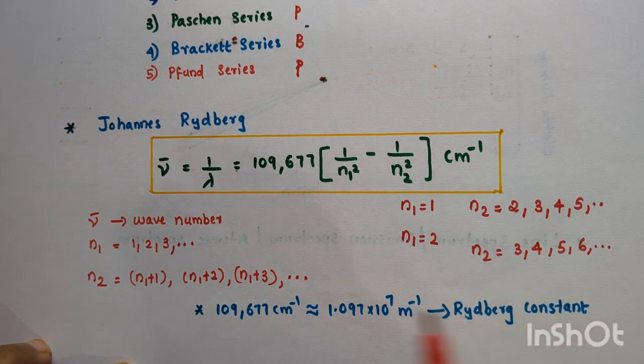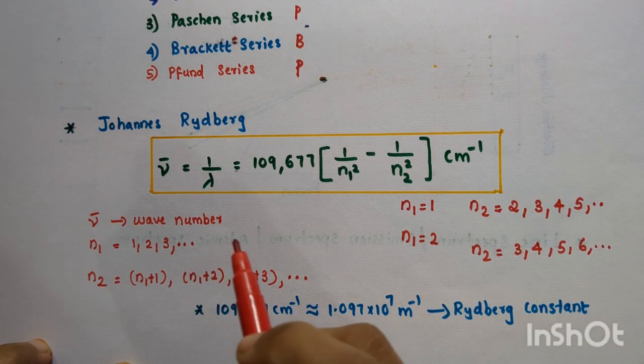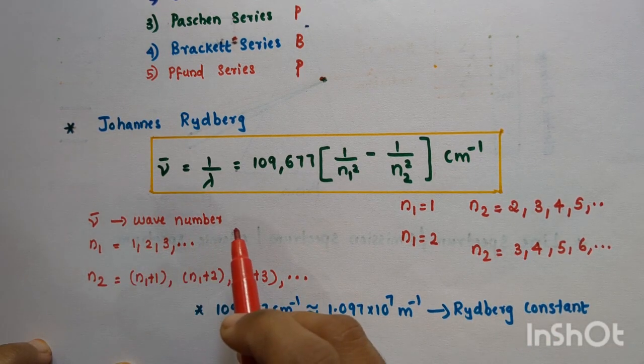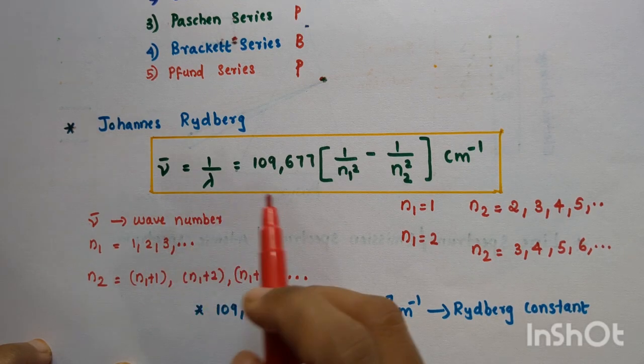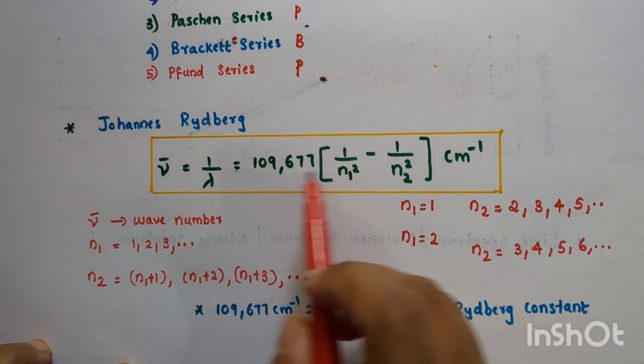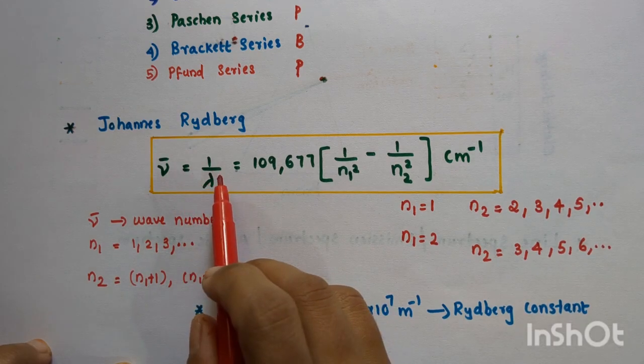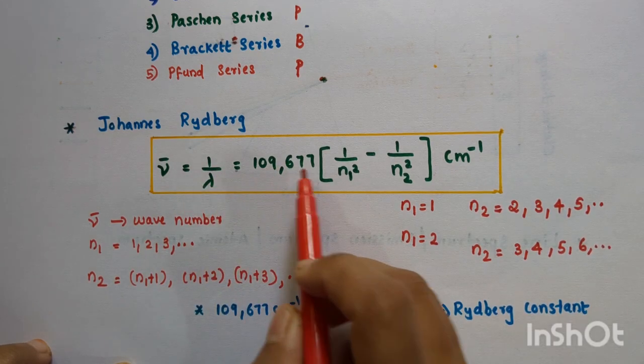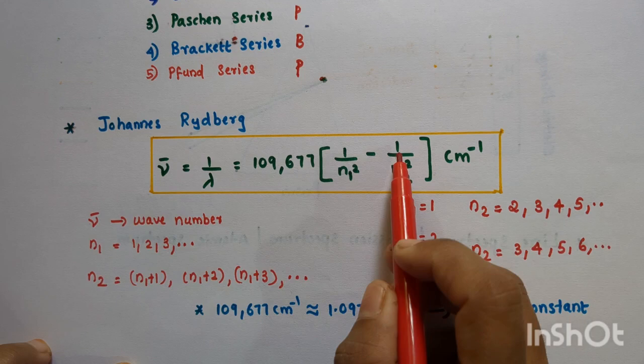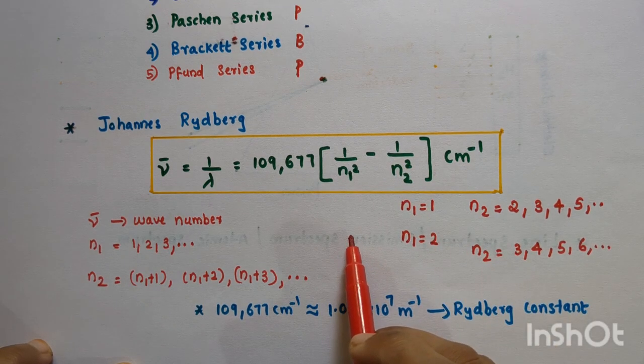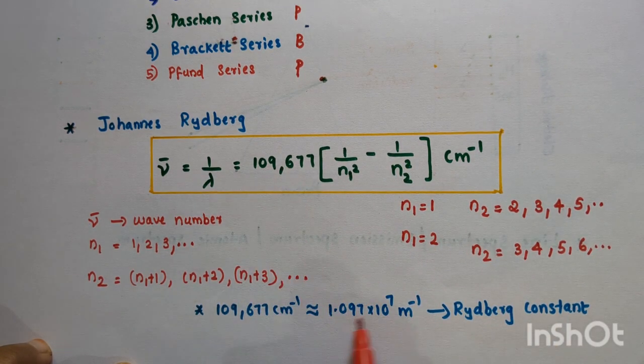So the Swedish spectroscopist Johannes Rydberg noted that all the series of lines in the hydrogen spectrum could be described by this expression, that is nu bar equals 1 by lambda equals Rydberg constant into (1 by n1 square minus 1 by n2 square). This value, which can be approximated to 1.097 into 10 raised to 7 meter raised to minus 1, is known as the Rydberg constant for hydrogen.